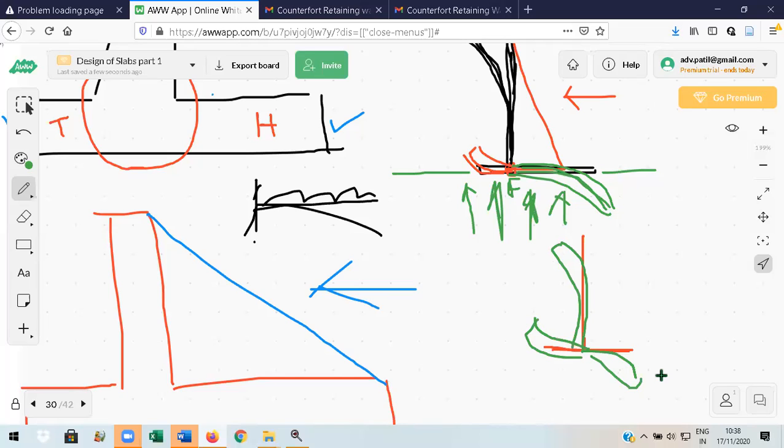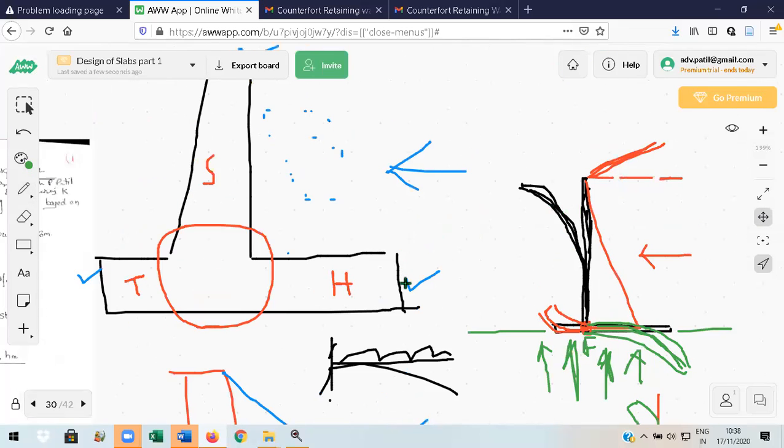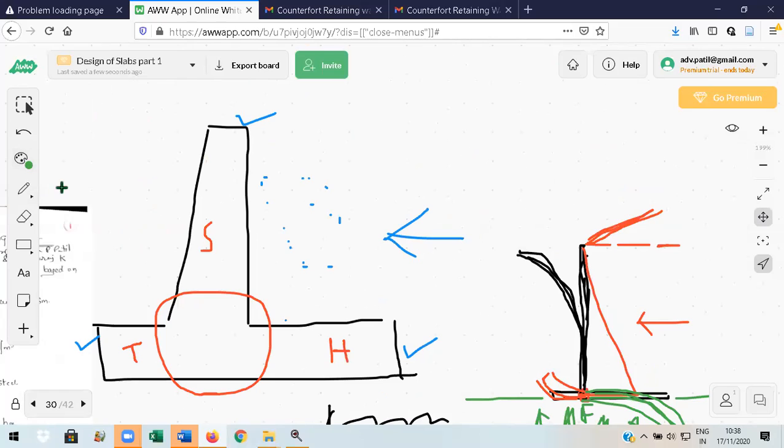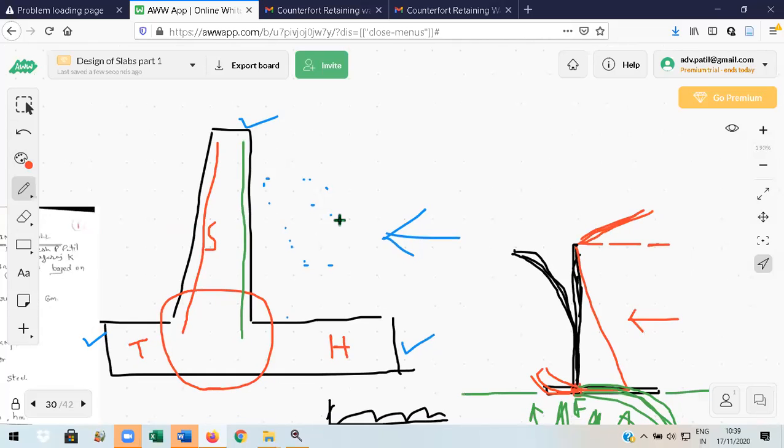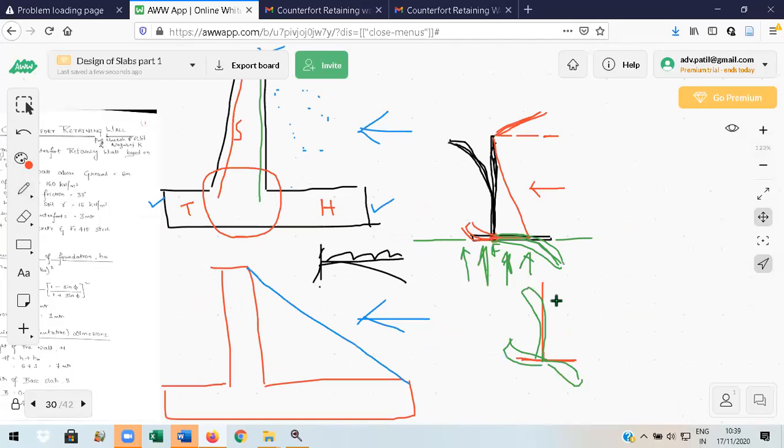Now, which is the tension fiber and which is the compression fiber, you should understand. Then only will you be able to understand the positioning of steel. What I mean to say here is, my question is whether this green color is the main steel, or whether this red color is the main steel. Is green the main reinforcement or is red the main reinforcement? The answer is here.